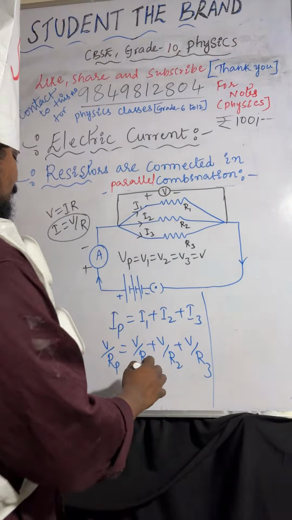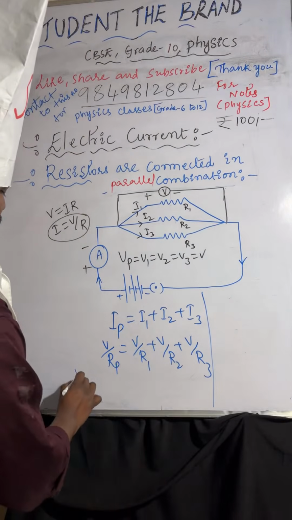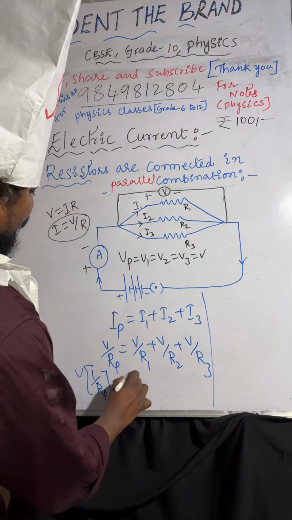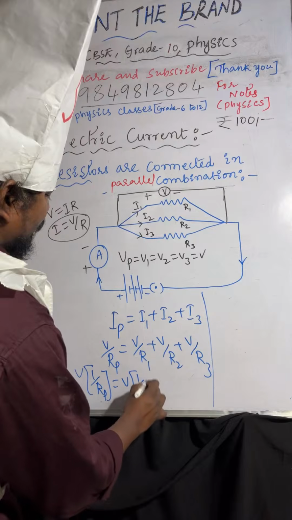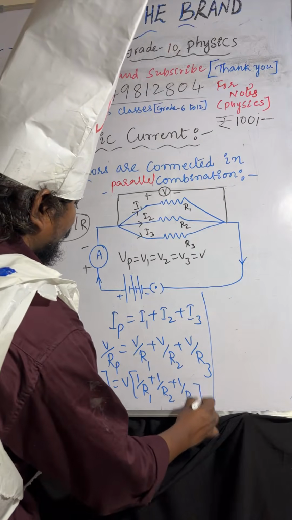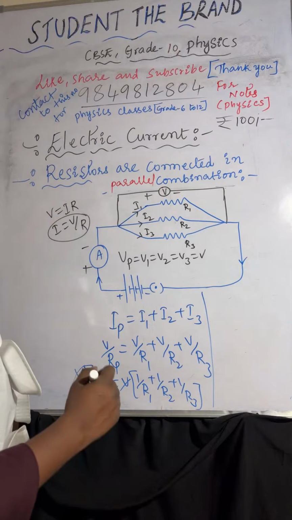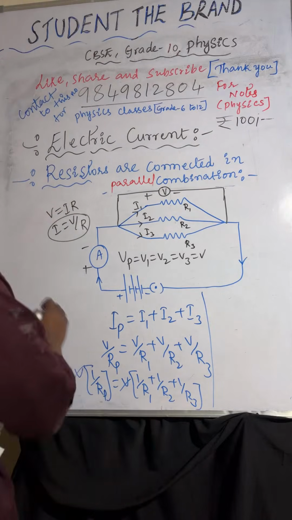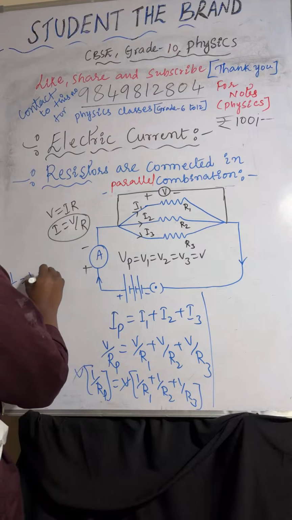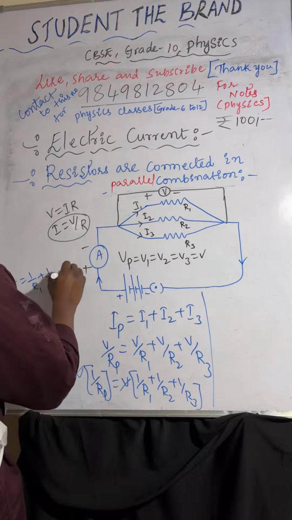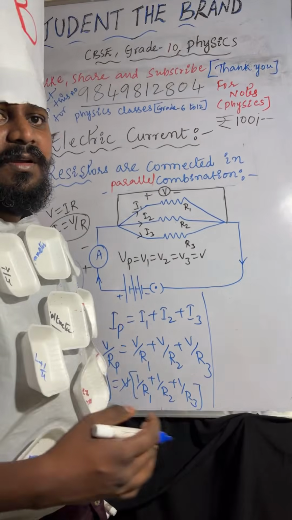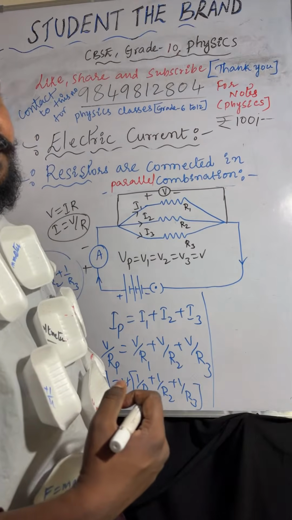Now, next one. 1 by Rp. In this case, we are taking common V, leaving 1 by R1 plus 1 by R2 plus 1 by R3. So V and V get cancelled. So now 1 by Rp equal to 1 by R1 plus 1 by R2 plus 1 by R3.